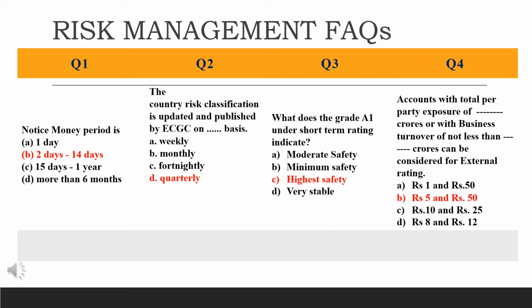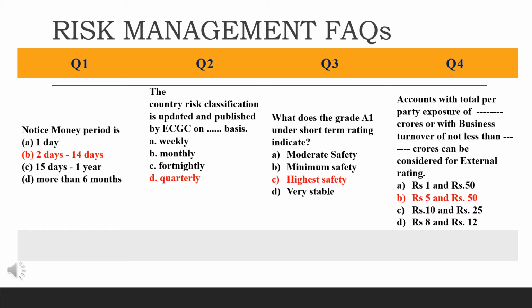So next, from the exam point of view, what does the grade A1 under short term rating indicate? I will repeat the question. Listen carefully. What does the grade A1 under short term rating indicate? The first option is moderate safety, then minimum safety, then highest safety and very stable. So the answer for this is C, highest safety. Under short term rating, grade A1 indicates highest safety.